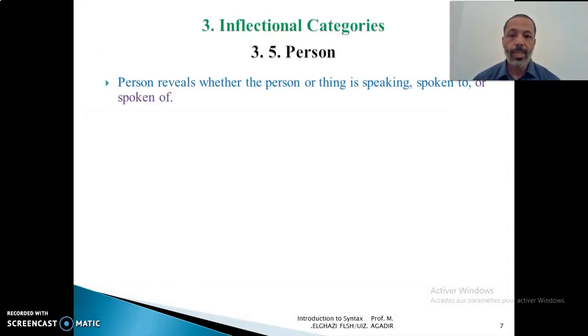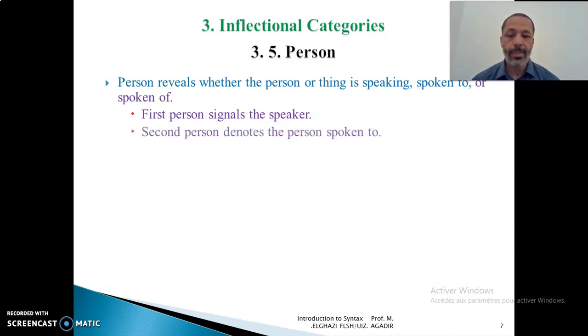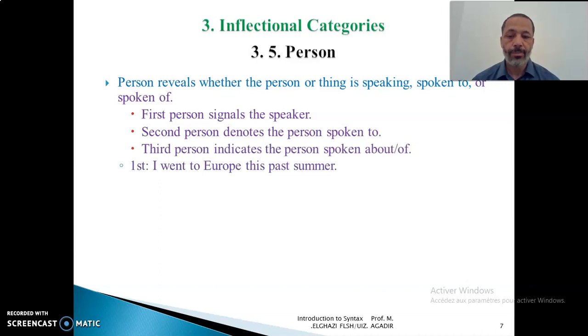Now we move again to another inflectional category, which is person. Person reveals whether the person or the thing is speaking, spoken to, or spoken of. So we have first person, which signals the speaker. Second person denotes the person spoken to. Third person indicates the person spoken about or of.